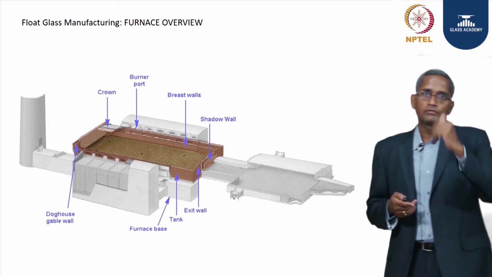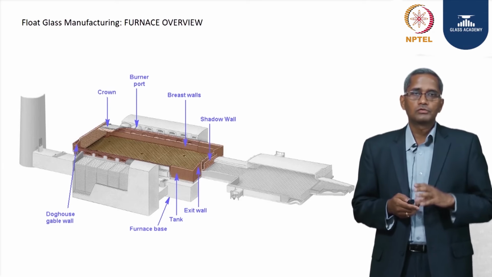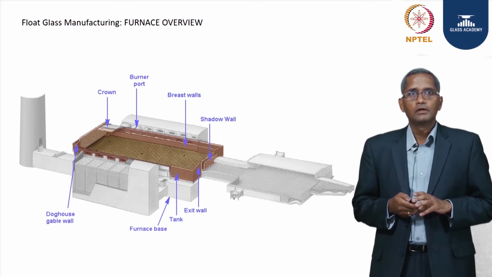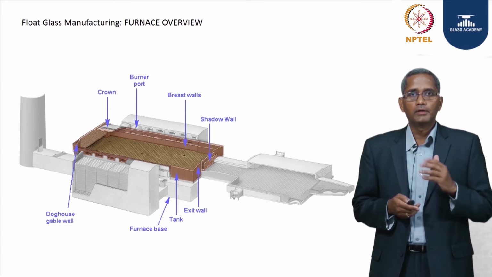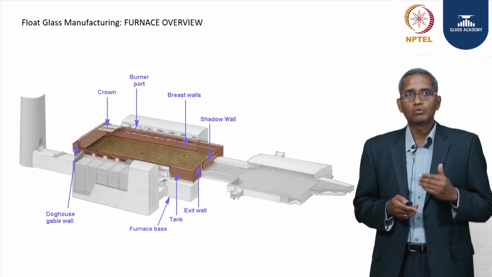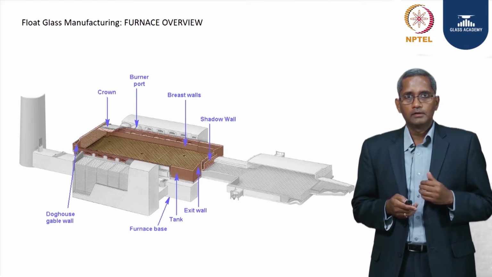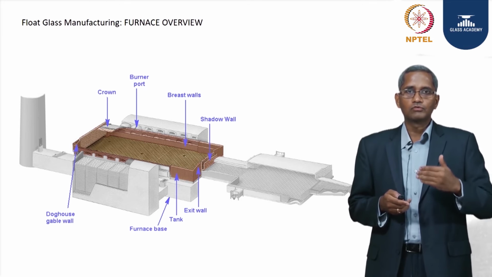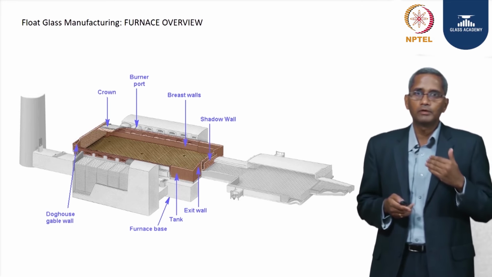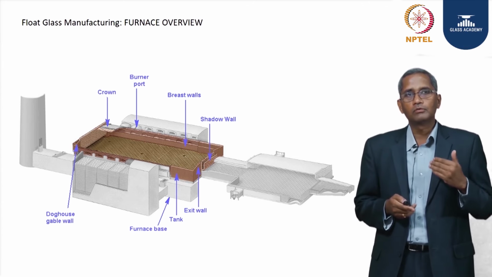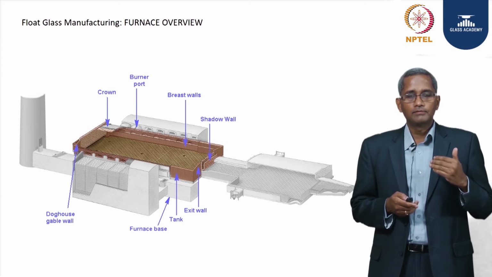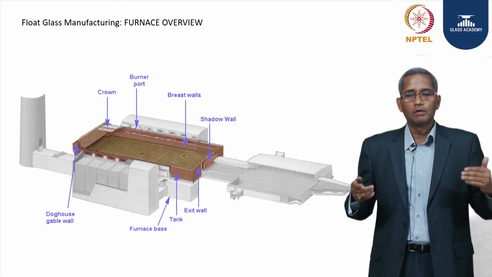So, this is the schematic which shows the different parts of the furnace, and where the raw material enters the furnace is called the doghouse. Typically, the doghouse is something which is there at the entrance of a house, and so this is a place where you feed the raw material, so it's called a doghouse. And the furnace in itself has got three components to it.